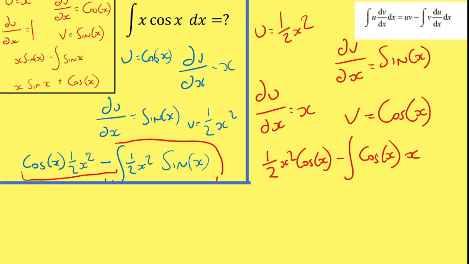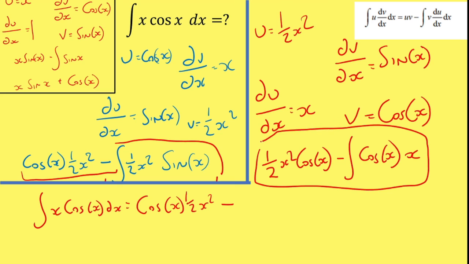And again, I've got something hard to integrate, but I can actually do something smart with this. So what I'm going to do is write out the whole answer and my question. So my actual question was the integral of x cos x dx, which would equal my first bit, which is cos x times half x squared, minus all of this. And so it's minus half x squared cos x, and because I'm subtracting, this minus becomes plus the integral of x cos x. I should be writing dx, but I'm being lazy.